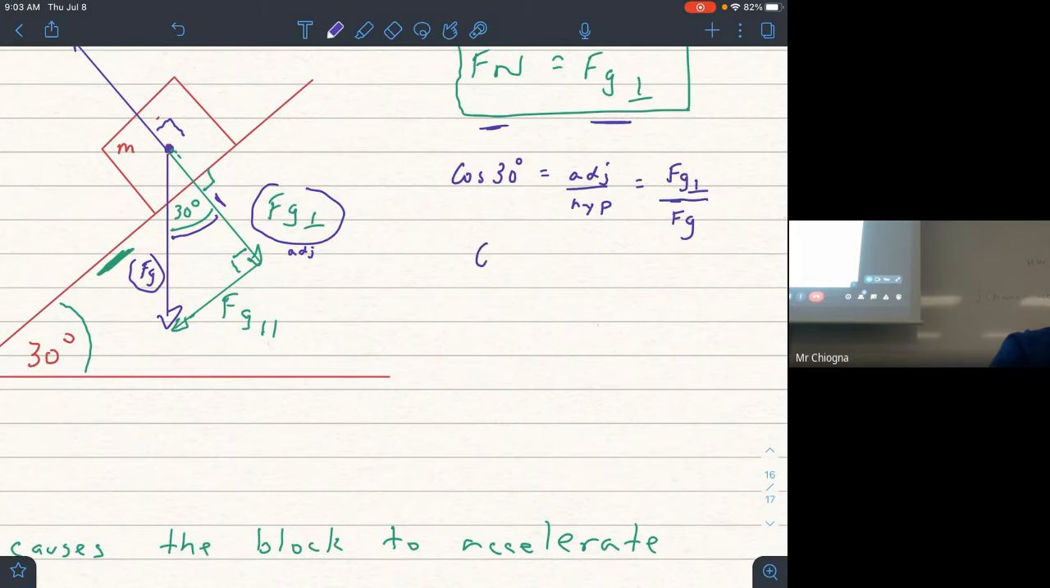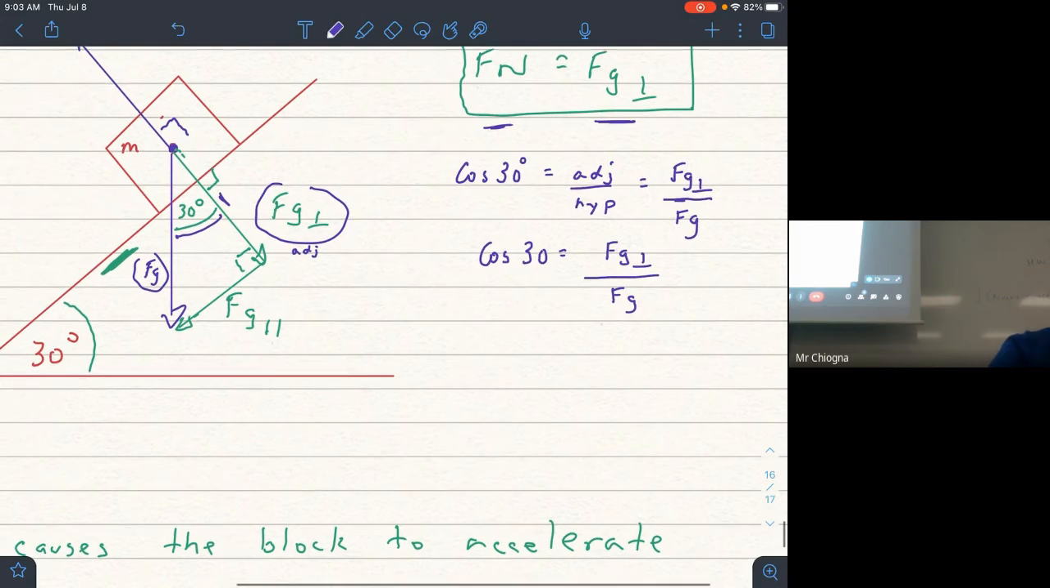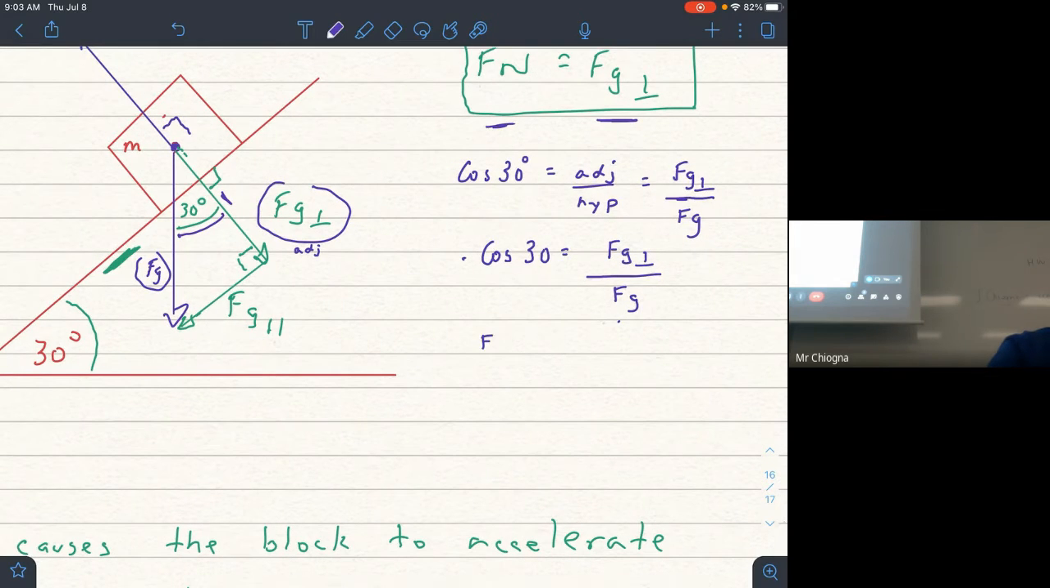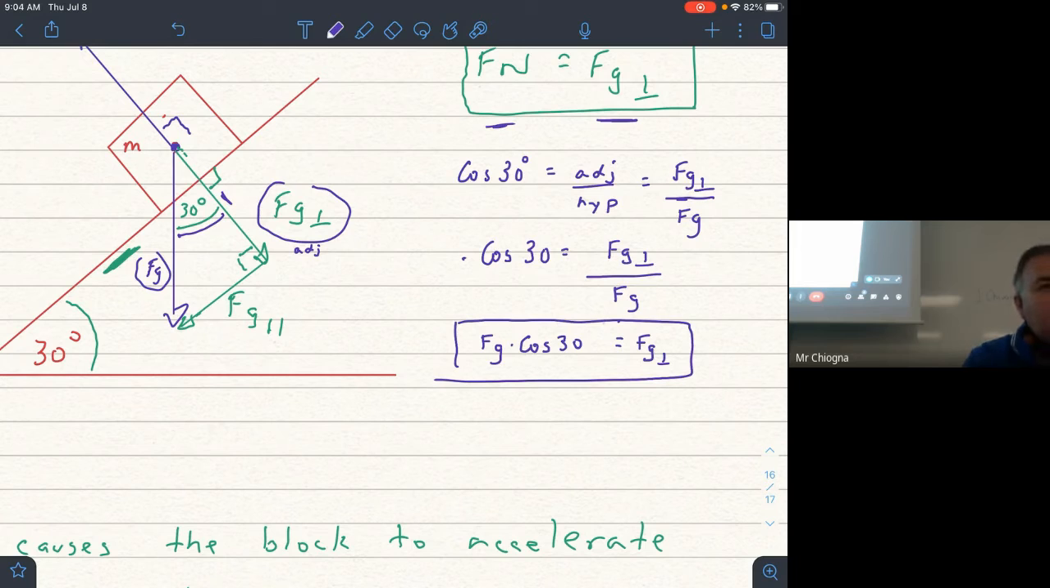Let me just rewrite it here. Now I'm going to cross multiply. I'll cross multiply FG with cos. I'll put it in front. It doesn't matter. They're just numbers. 2 times 1 is the same thing as 1 times 2. That's my FG perpendicular.